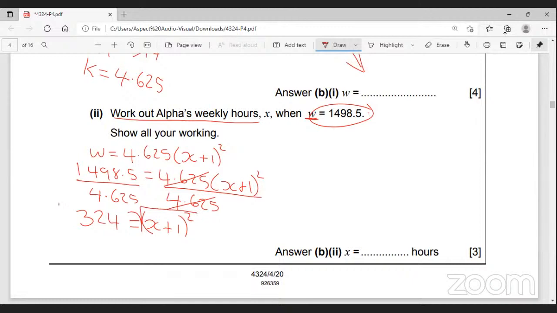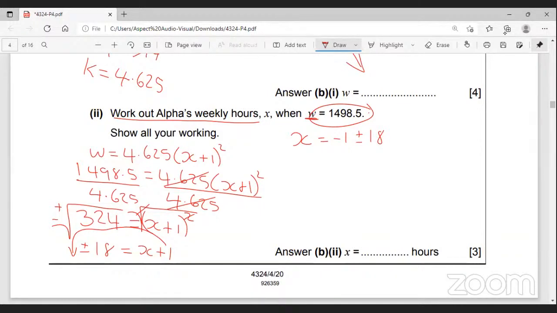On this side, you will say plus minus. This cancels out, and then here you have 18, so plus minus 18 equals X plus 1. You are going to bring the 1 to the other side. So your x is going to be negative 1 plus minus 18.